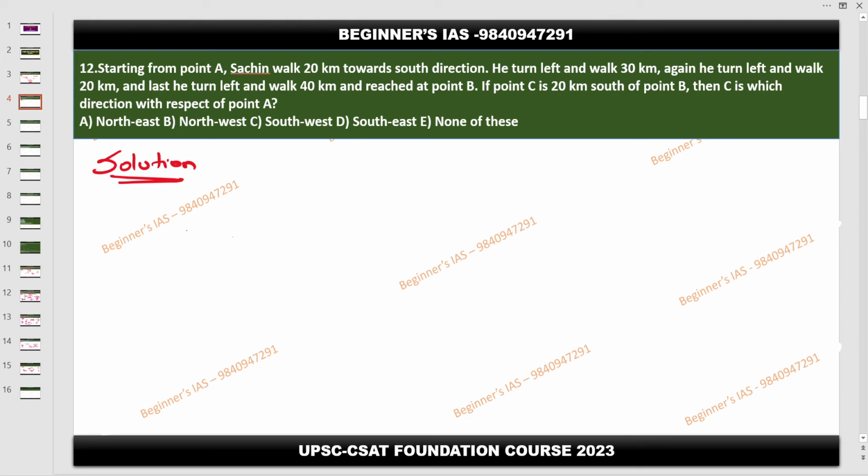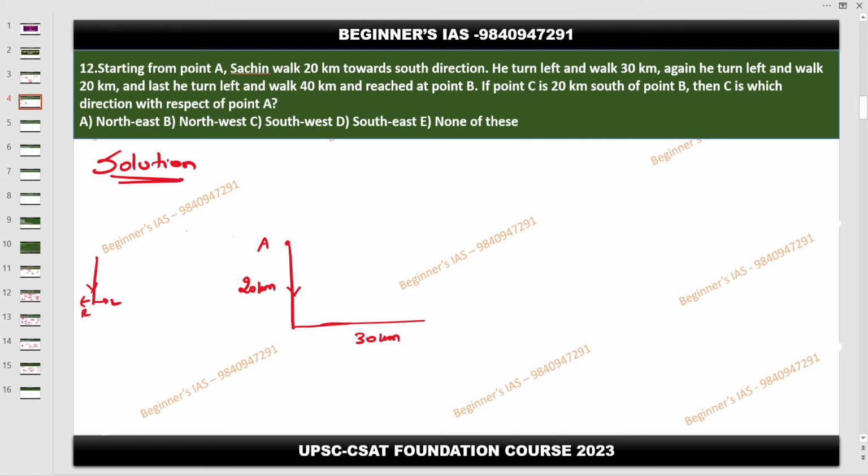Now listen. Starting from your point A, Sachin walks 20 km towards the south direction. So this is the south. Then he turns left, this one. If a person is walking in this direction, this is going to be the right, this is going to be the left. So therefore he is walking in this direction and walks 30 kilometer, right? Yes, sir. 30 kilometer.